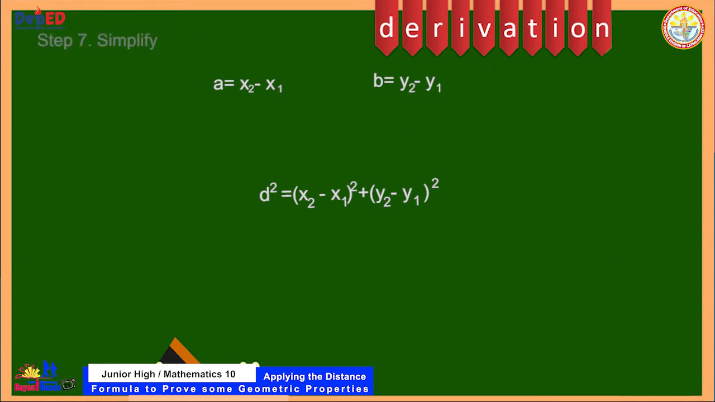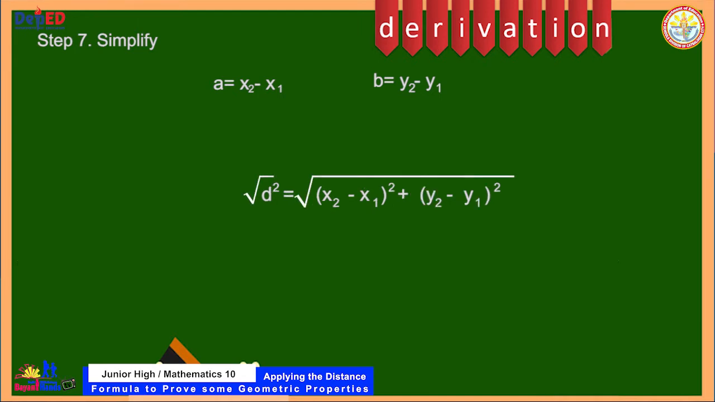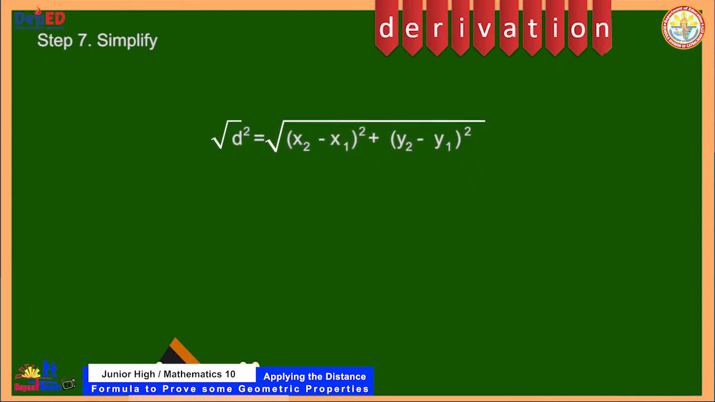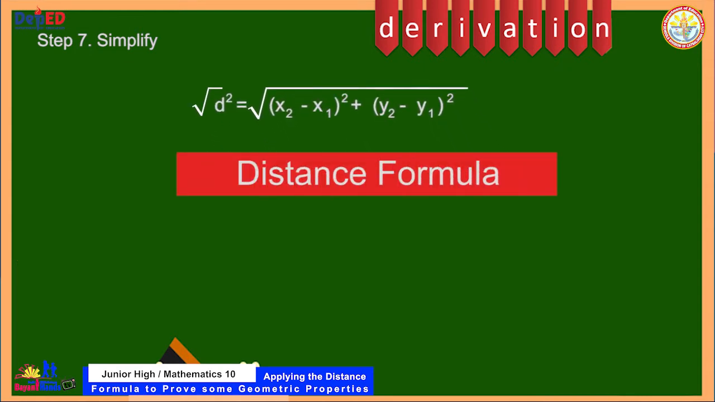Step 7. Simplify. Since we are solving for the value of D, we need to extract the square root of both sides of the equation. Our answer is now D is equal to the square root of the square of the quantity x sub 2 minus x sub 1 plus the square of the quantity y sub 2 minus y sub 1. This equation is now what we call the distance formula.